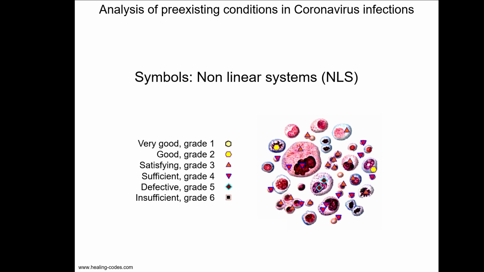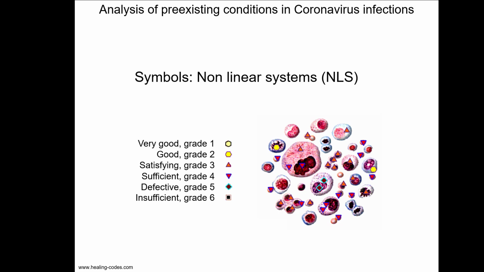The energetic states of organs are described with colored symbols. As shown in this figure, subdivisions are made from grade 1 to grade 6, according to school grades, where 1 is very good and 6 is insufficient. The darker the graphic symbols on an organ in the following illustrations, the energetically weaker the organ, and vice versa.